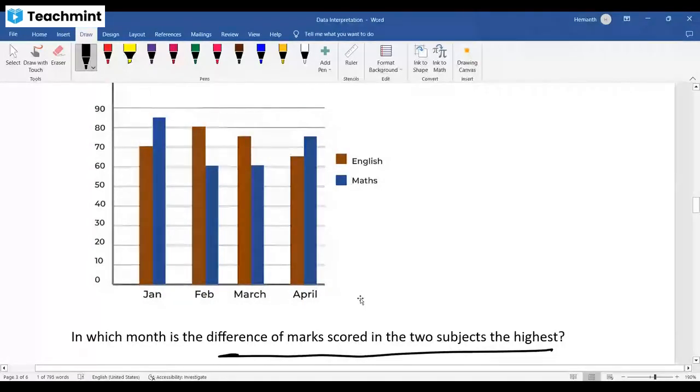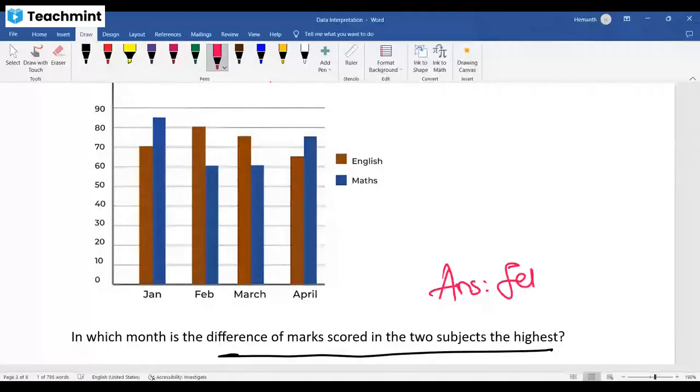February. Simple. Answer is February. They're not asking percentage, they didn't mention anything about percentage. The difference of marks scored between the two subjects is highest. One may be more than the other, but that gap is more in February.